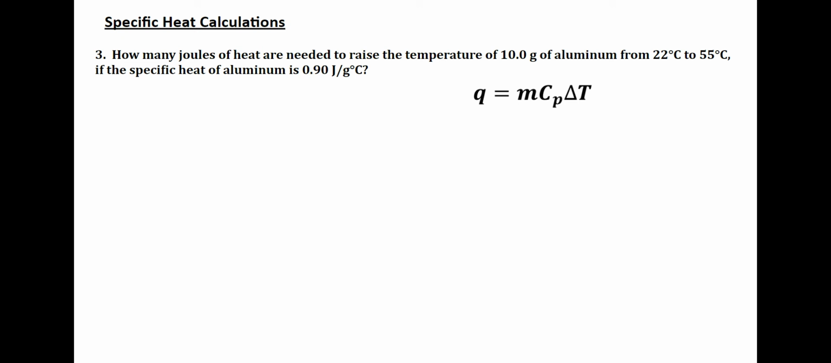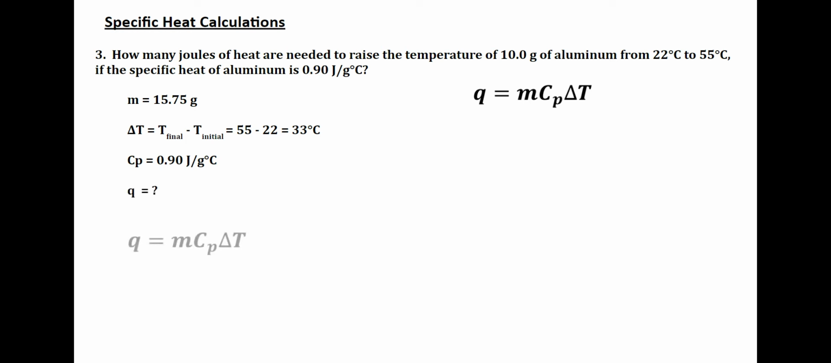Well, in this case, we don't need to rearrange our equation. It is merely Q equals mCp delta T. Everything that we were given in the problem is on the right side of the equation. Our mass was 10 grams. The change in temperature, 55 minus 22, or 33 degrees Celsius. The heat capacity is 0.90 joules per gram per degree Celsius.